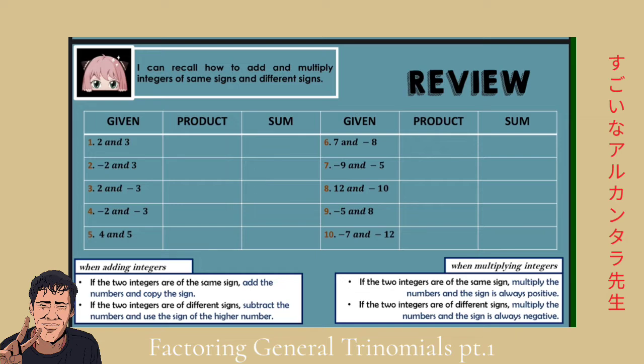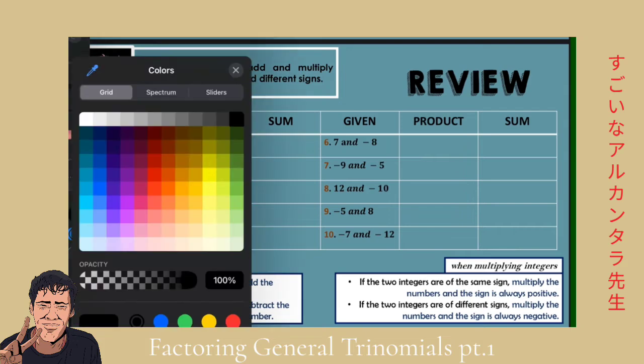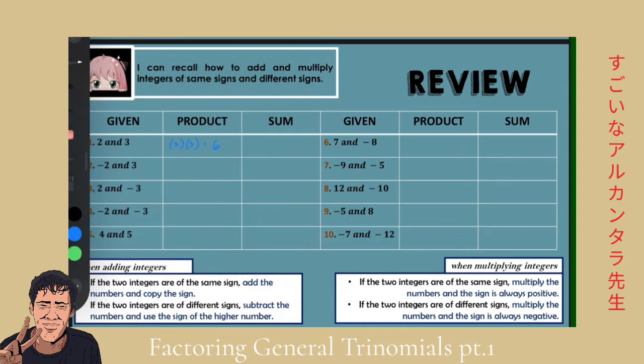So let's start with the first one. We have 2 and 3. Both of them are positive. So 2 times 3 is equal to positive 6. For the sum, it's 2 plus 3, that's equal to 5. Next, negative 2 and 3. They are of different signs, so the answer should be negative. So this is negative 6.